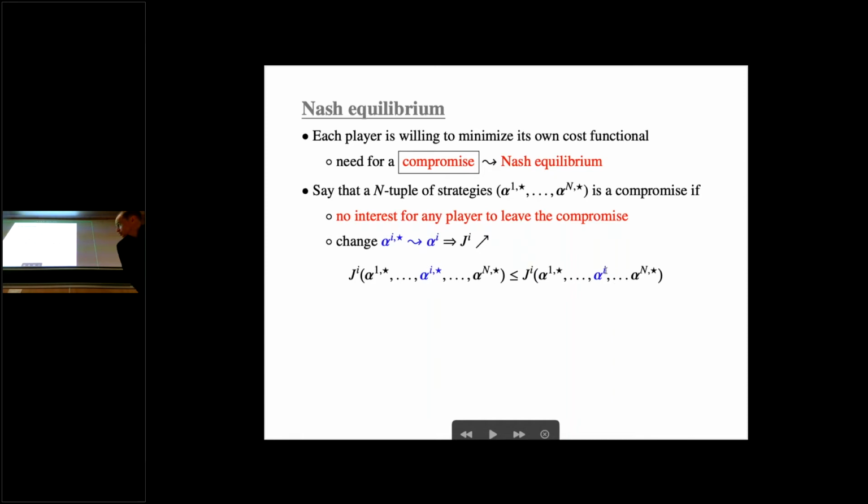You see that the cost when I use alpha I, but the others are using the star strategies, this cost is greater than the one where everybody is using the star strategies. So I am paying more. So there is no interest for me to leave this compromise situation. Okay.